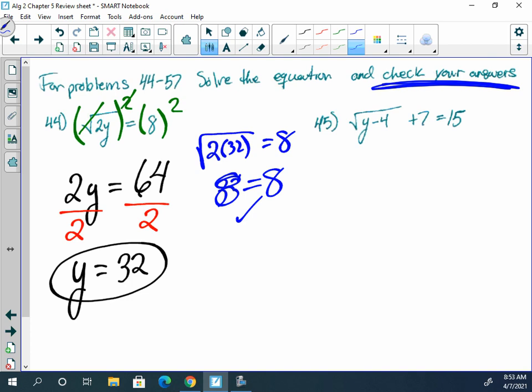And especially if it says check your answer, there's a chance there might be an extraneous solution, especially if we get more than one. Will there be a no solution on the test?